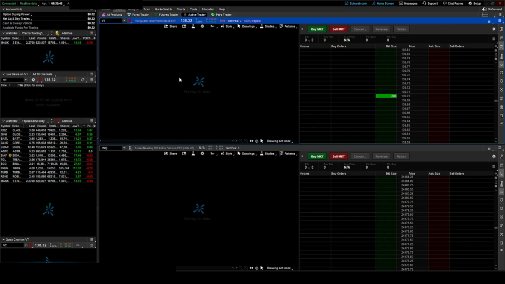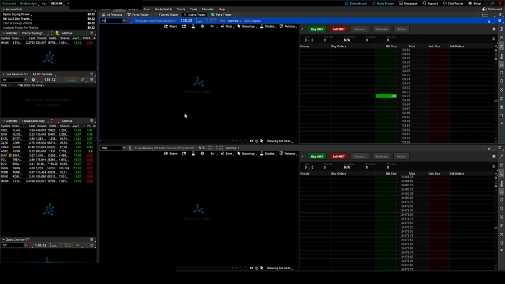Next, you want to add the stock for which you want to view Level 2 data. In the Active Trader section, enter the stock symbol in the designated box. Once you have entered the symbol, the Level 2 quotes will populate below. You will see the current bids, asks, and different sizes of orders at various price levels on both sides. This information is crucial in understanding market sentiment and order flow.